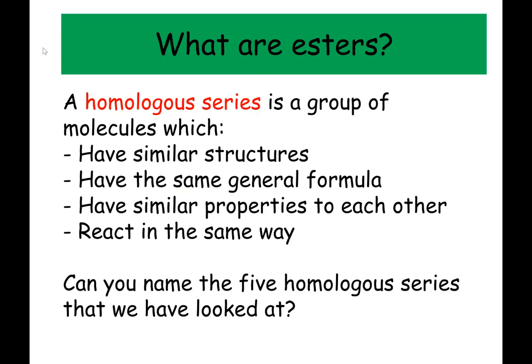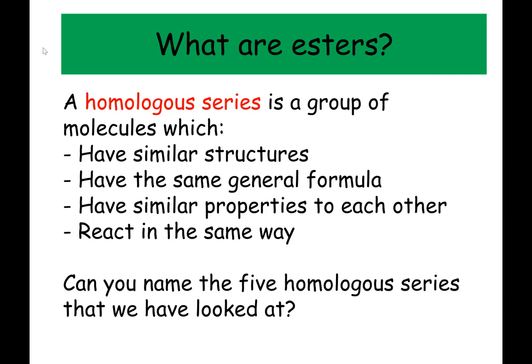Okay, a homologous series is a group of molecules which have similar structures to each other. They have the same general formula. They have similar properties to each other, and they react in the same way. So they've got similar structures, similar properties, the same general formula, and they all react in the same way.